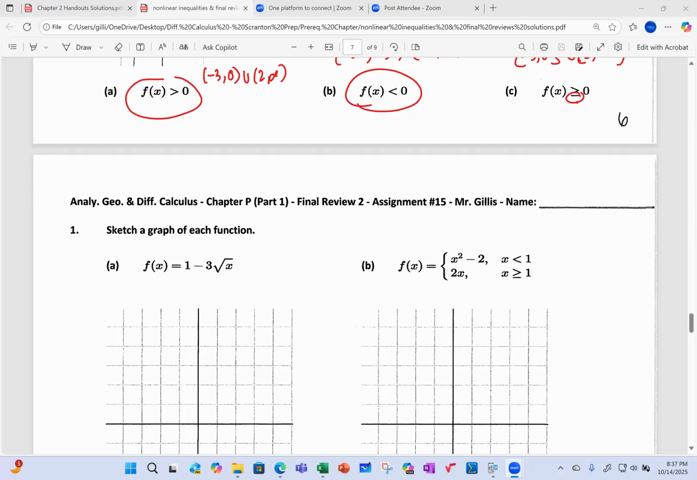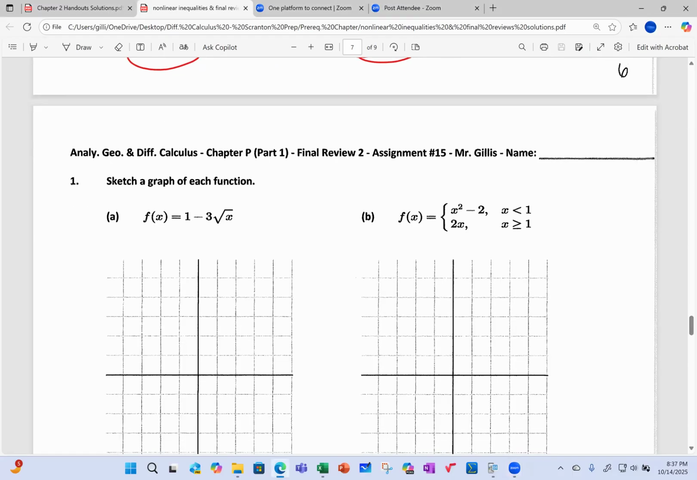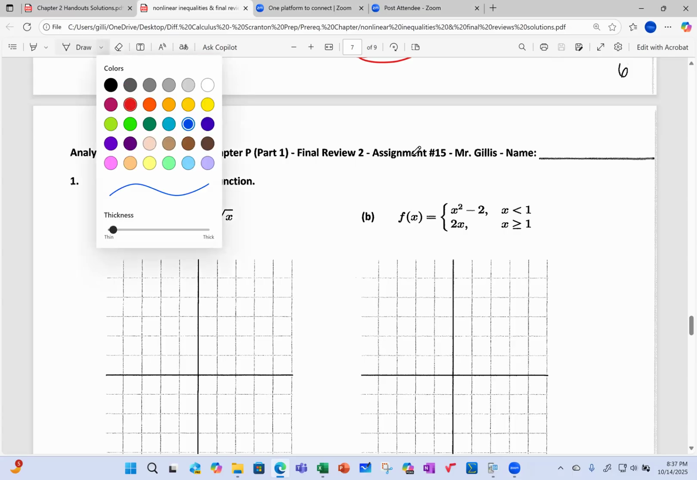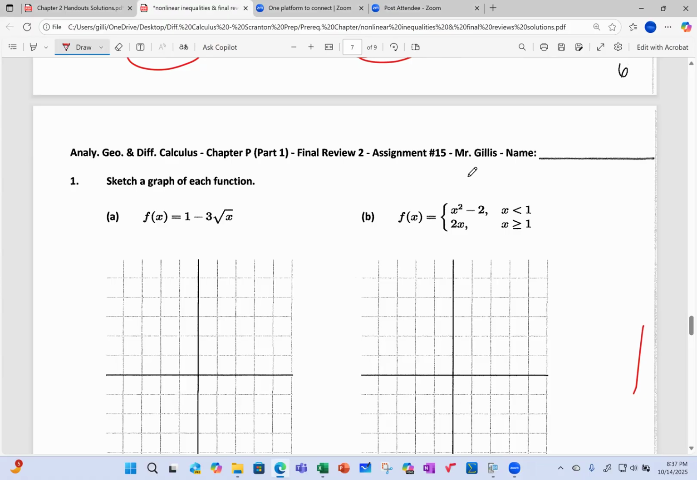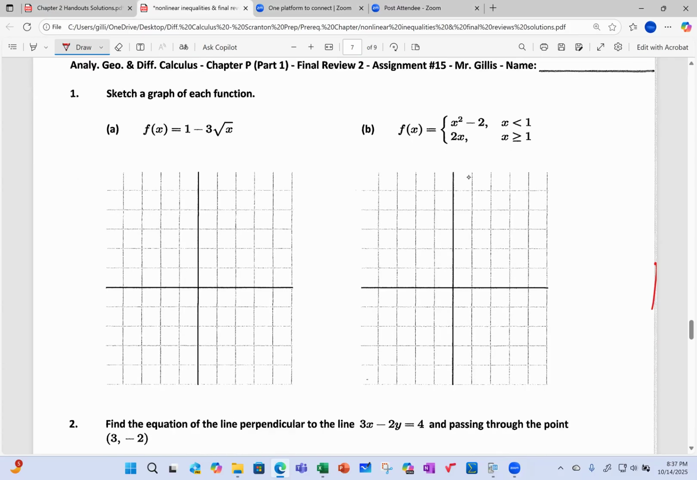Okay, so in this video, I'm going to go over the solutions to review sheet number 2, wrapping up some of the algebra that we need for Intro to Calc, and this is assignment number 15. All right, so the first one is we're just going to graph our basic function, and we should know that our very first step is to identify the vertex, which is 0, 1.